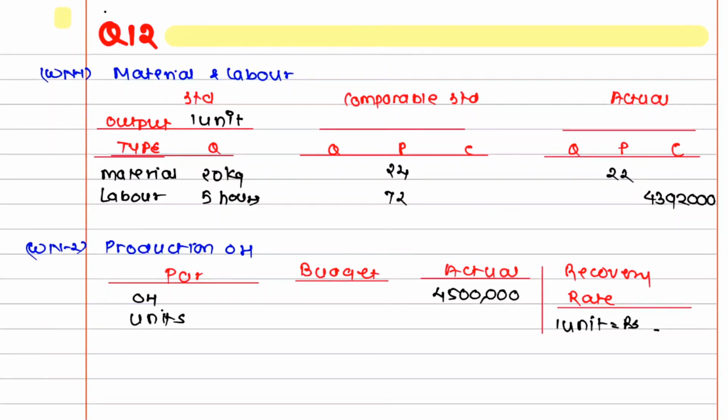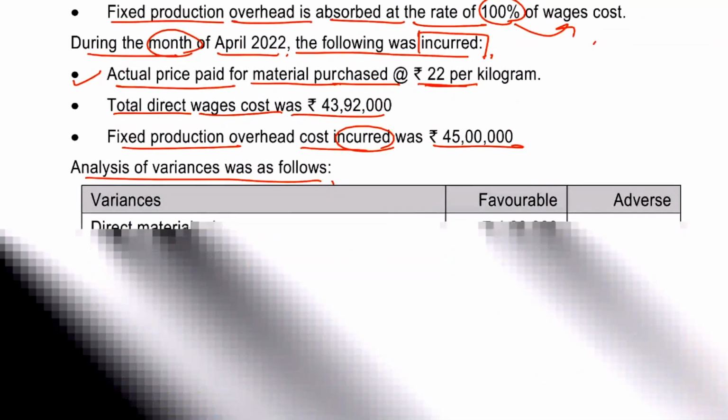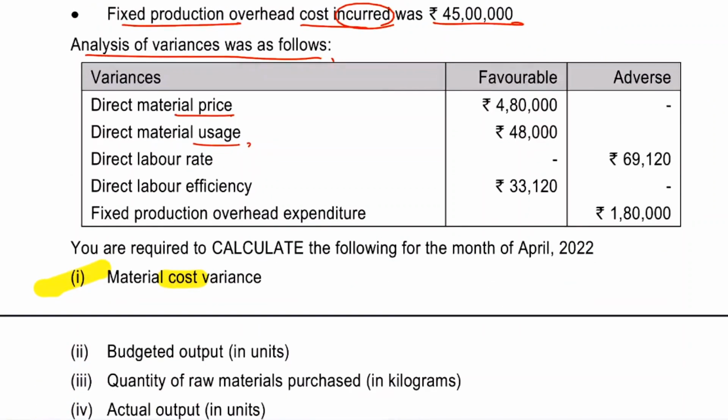Okay. Now sir, if I just read the question, price variance is given and usage variance is given. Acha, before that, what are they asking? Which variance they are asking for? Material cost variance. I think you can easily tell me what is your material cost variance, please. A little basic knowledge of standard costing, if you have.